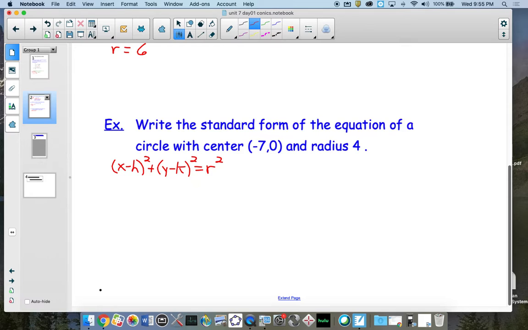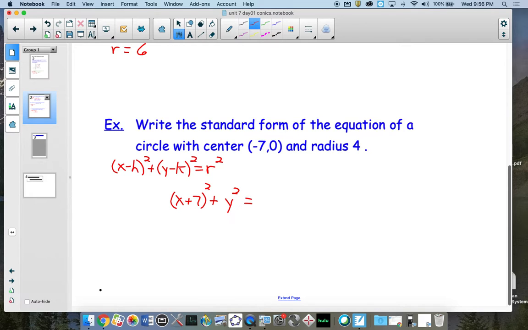And now I'm going to see what information they gave me so I can figure out h, k, and r. Well, this one's really straightforward. So we have x minus a negative 7, so x plus 7 squared. Since k is 0, you don't need to write y minus 0 squared. You can just write y squared.